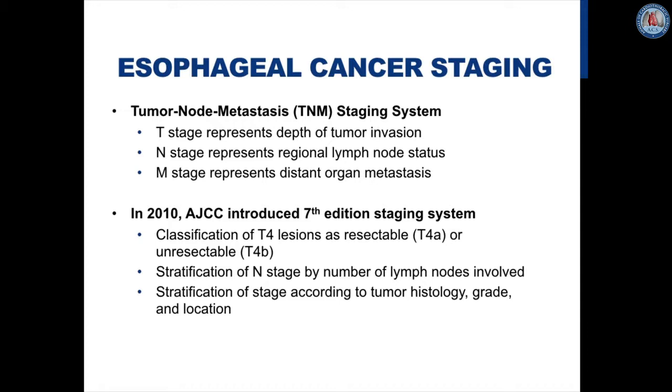represents distant organ metastasis. In 2010, the American Joint Committee on Cancer released the 7th edition staging system for esophageal cancer. Notable modifications made in this edition include the classification of T4 lesions as either resectable, T4a, or unresectable, T4b, the stratification of N stage by the number of lymph nodes involved, and the stratification of overall stage according to tumor histology, grade, and location.